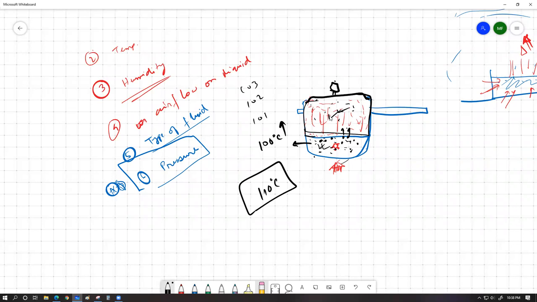Now that's essentially what we do in a pressure cooker. We increase the pressure in the pressure cooker. As a result, the water starts to boil at a much higher temperature, which ensures faster heat transfer to the cookable material.